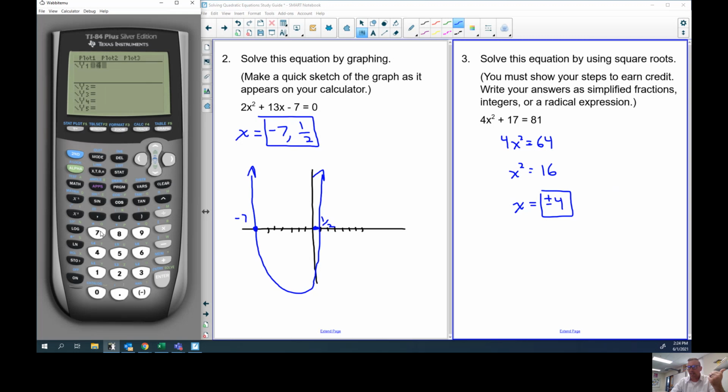Of course, we could graph it as a great way to check. But I guess I would have to graph it, I would have to subtract 81 from both sides. So I could just do it like that. And there's the -4 and there's the +4.